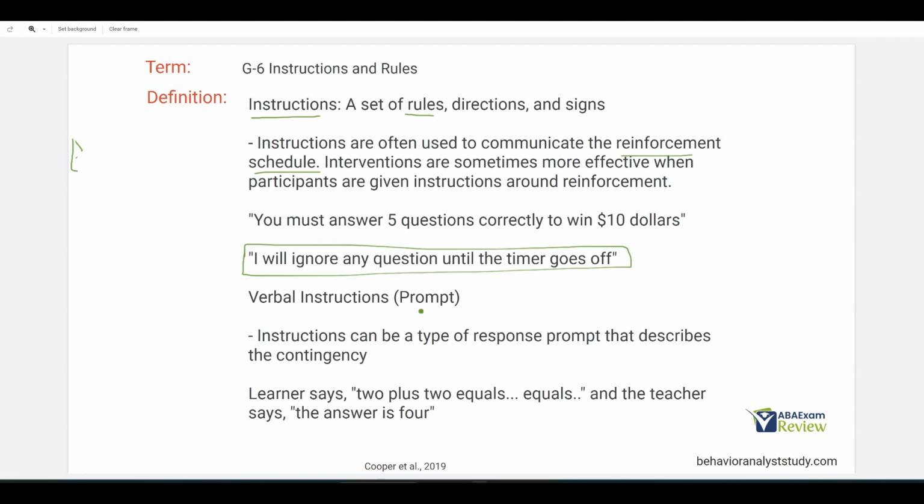Another way to think about instructions is through a prompt. So when we use verbal prompts, right, we can describe the contingency. So let's say the learner says 2 plus 2 equals, and then we say the answer is 4. Here is our verbal prompt. It's also the instruction, right? It's a response prompt to evoke the answer is 4.